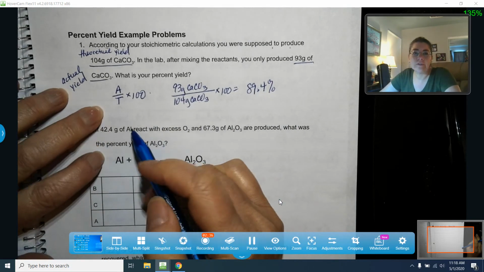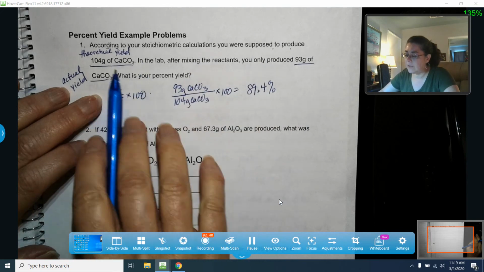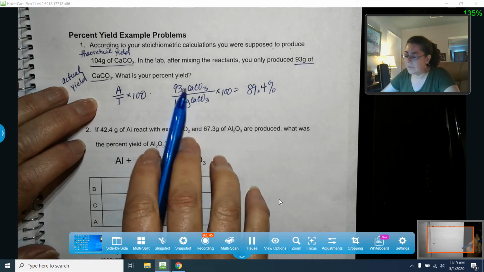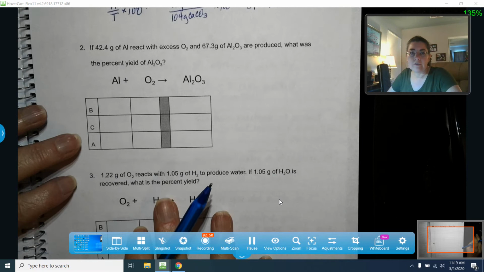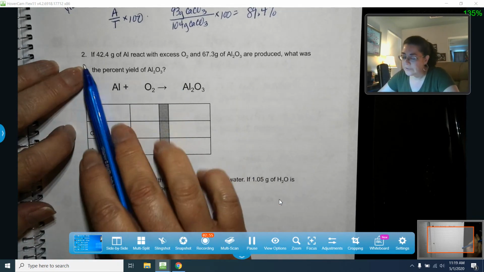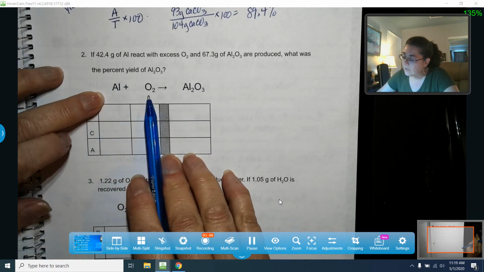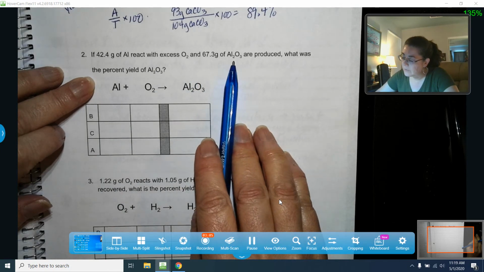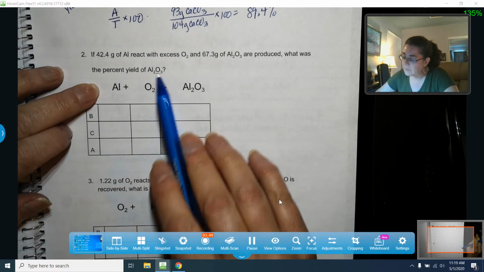Okay, so that's a real simple problem. You're taking both your calculated product and then your actual product, and you're comparing them in this way to get a percent yield. Okay, now let's do the second example. Let's read it first. It says 42.4 grams of aluminum react with excess O2 and 67.3 grams of aluminum oxide are produced. What was the percent yield of aluminum oxide?